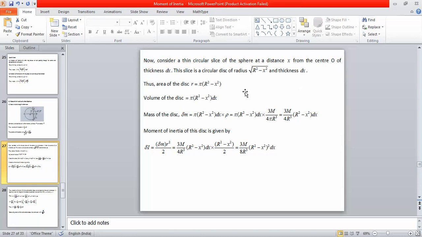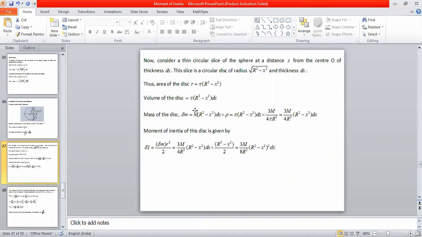Now, although it is a disc, it has a small thickness dx, so it covers a small volume. Therefore the volume of the disc is the area of the disc, pi times r square minus x square, into the thickness dx. So the volume of the small disc PQRS is pi times r square minus x square into dx. How did this come? It is the area, pi times r square minus x square, into thickness. Thickness is dx. Now, what is the mass of the disc?